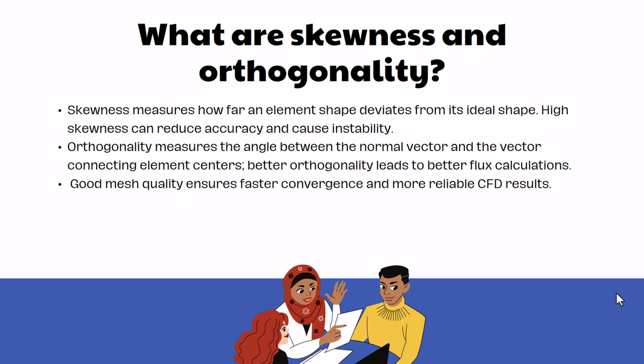The next question is: what is orthogonality? Orthogonality is based on the vector connecting the element centers and the face normal vector. If these are aligned, then our orthogonality is good, and it means that we will have better flux calculations. Hence there are generally limits which say that skewness should not be more than 0.7 and the orthogonality should be a minimum of 0.15.